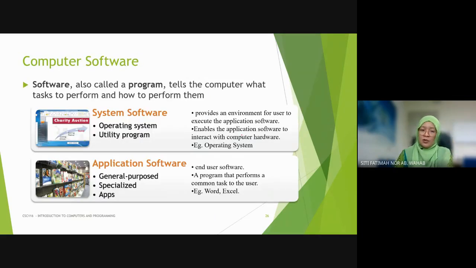So what is computer hardware? Software. What is computer software? Okay, software is also called a program. It tells the computer what tasks to perform and how to perform them. Okay, it can be classified into two. The first one is system software. Examples of system software are the operating system and utility programs. It provides an environment for users to execute applications. If you don't have this operating system, you cannot use your Office. So it provides an environment for you to execute your other applications.